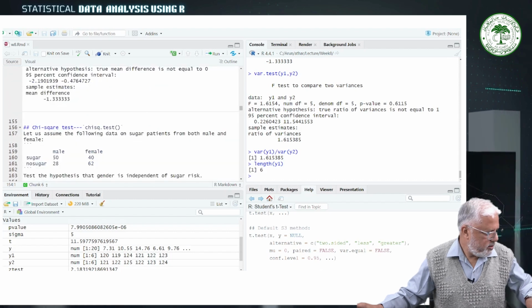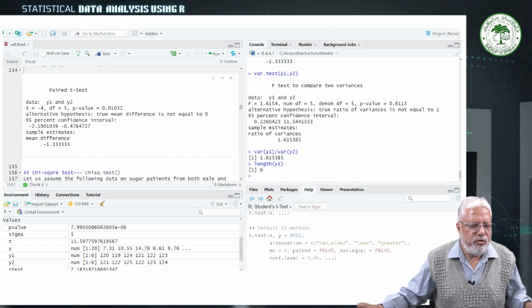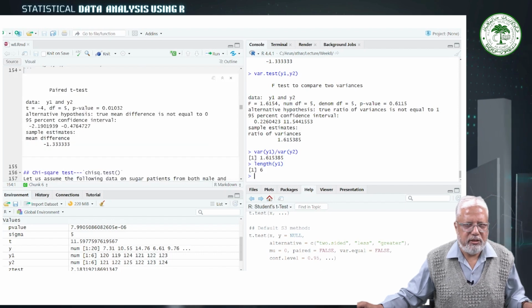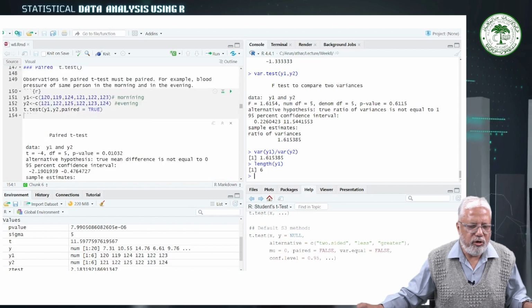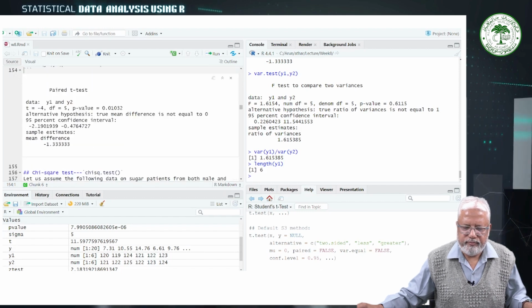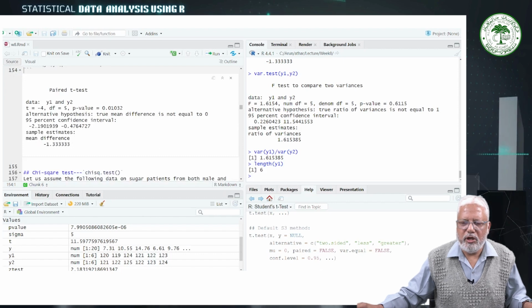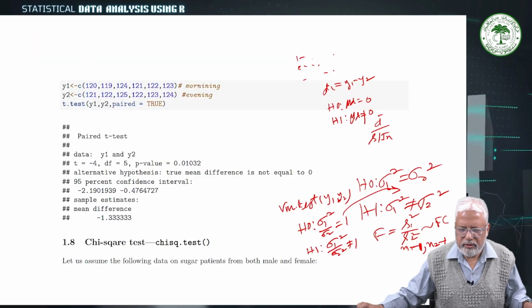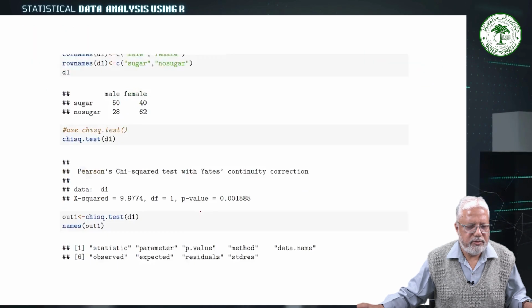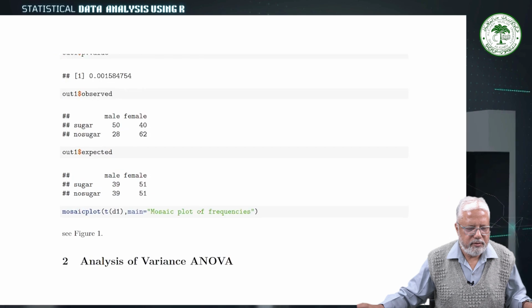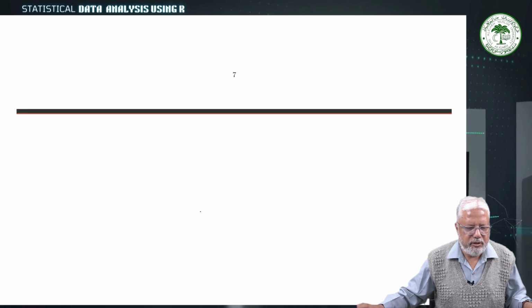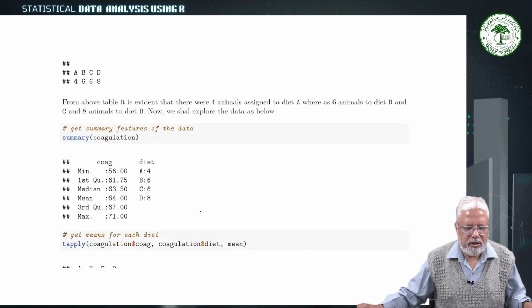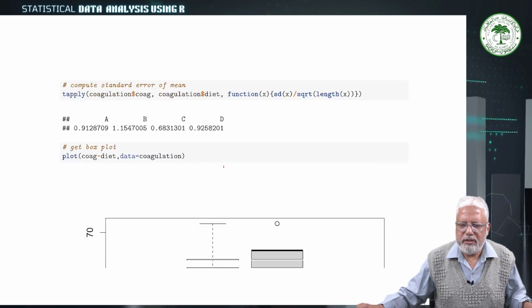Now in my next video I shall talk about chi-square test, and that will be tomorrow inshallah. So that's all for today. It is chi-square test, and then we shall talk about analysis of variance. So these things will be discussed tomorrow inshallah.